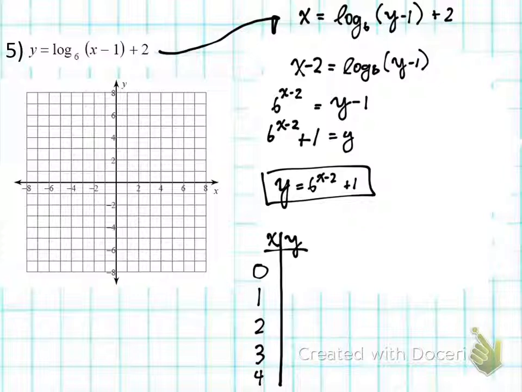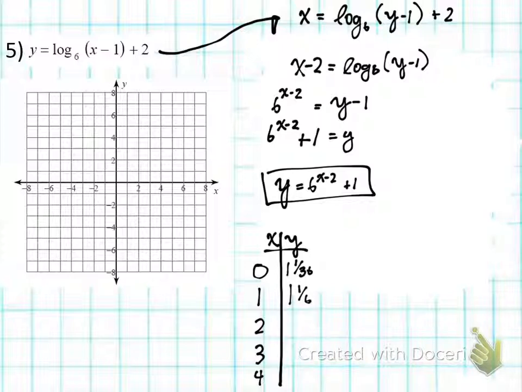All right, plugging in 0. 0 minus 2 is negative 2. 6 to the negative second is 1/36. Plus 1 is 1 and 1/36. Okay, 1. 1 minus 2 is negative 1. 6 to the negative first is 1/6. 1/6 plus 1 is 1 and 1/6.